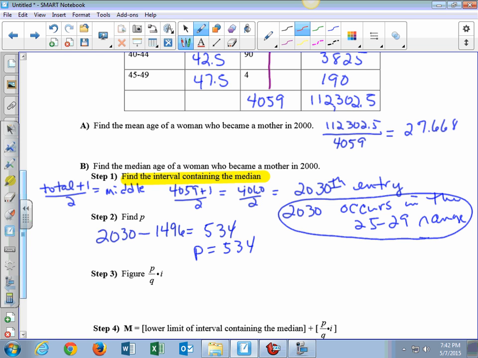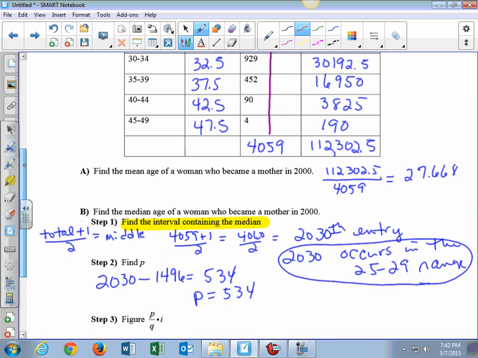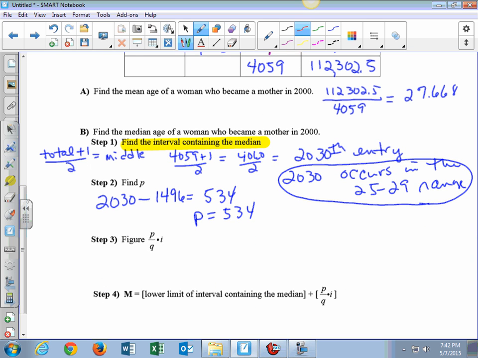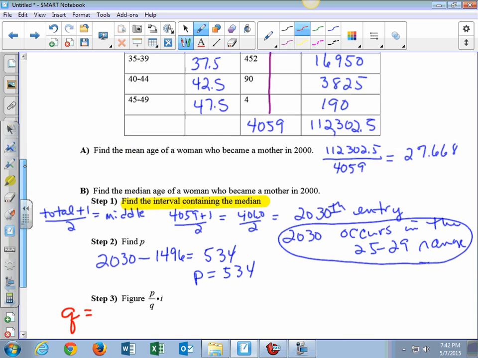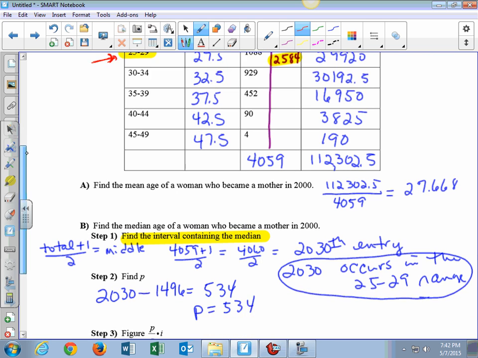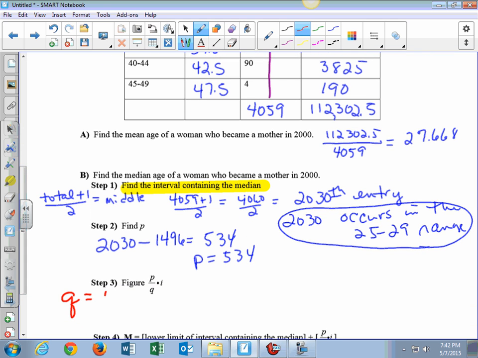Okay, so I need to figure out what is Q. Q, remember, looking on the front again, is the number of data entries in this interval. So I'm going to write that down. Q is equal to the number of data entries in my interval, which happens to be 1088.